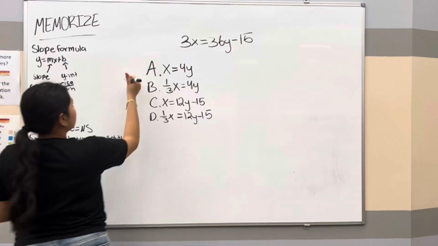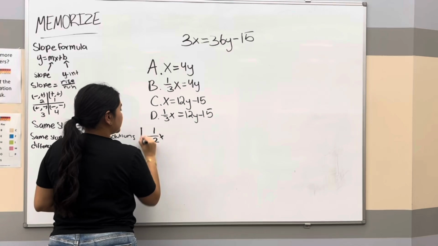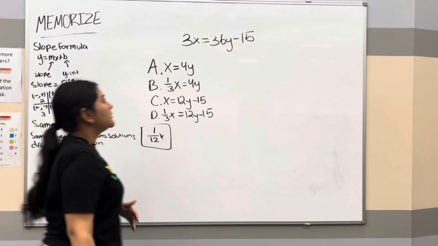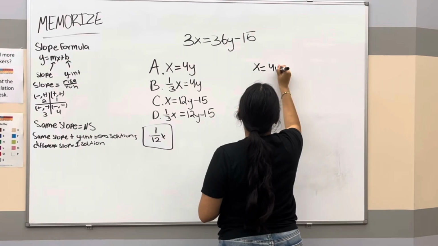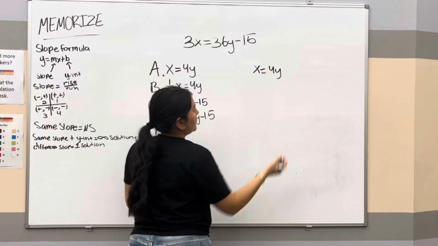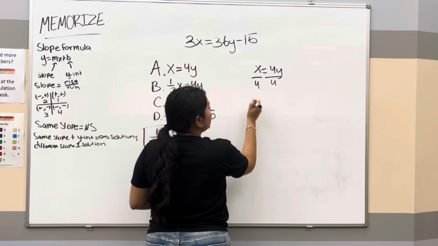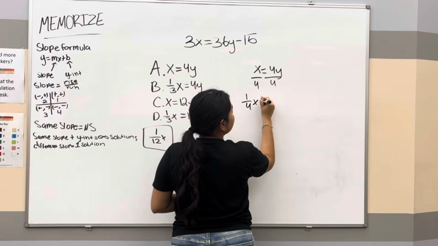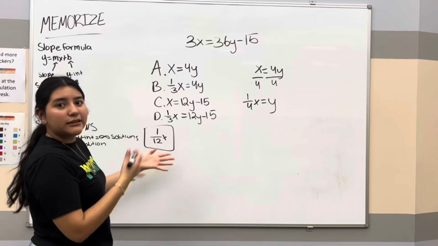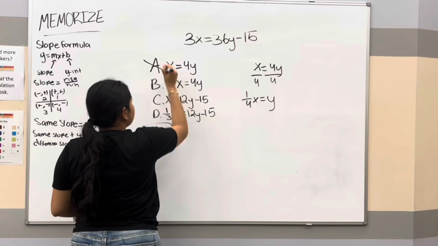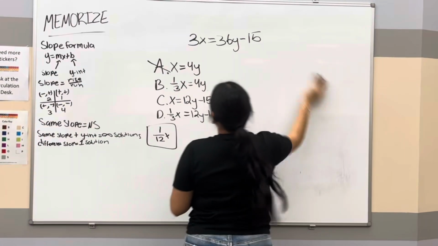The slope is 1 over 12 x, which is what we're looking for in these equations. For this one, x equals 4y. Again, we just solve for y. Divide by 4, divide by 4. It's 1 over 4 x equals y. Clearly not the same slope. This answer is incorrect. Let's do letter B.